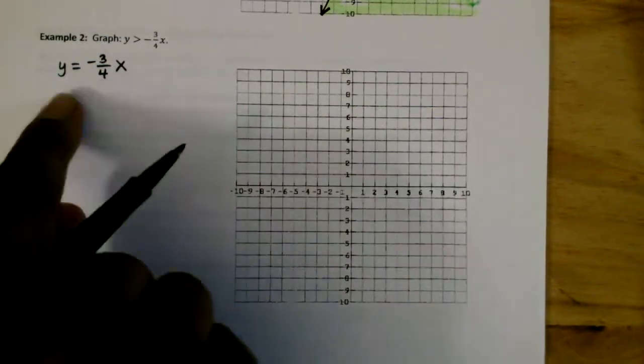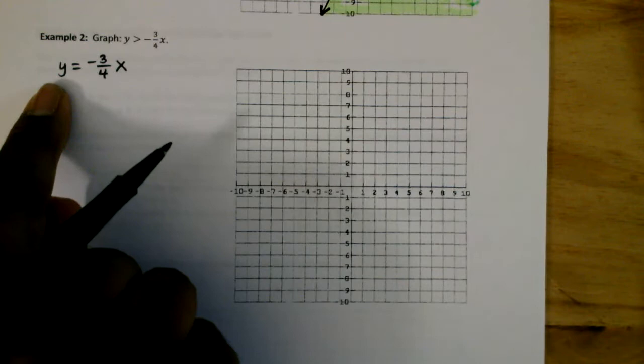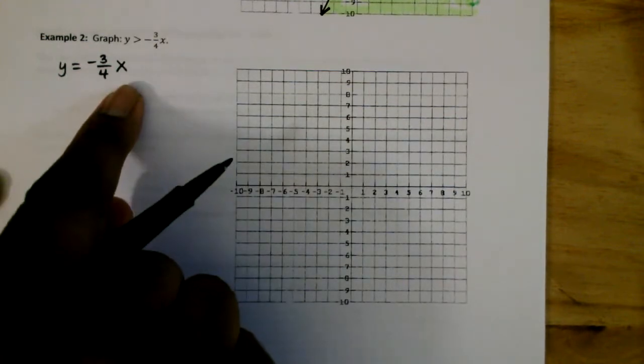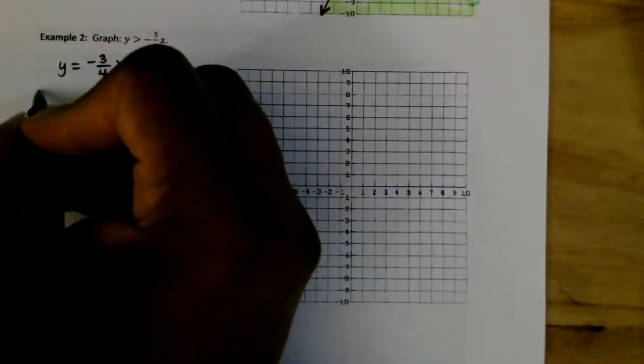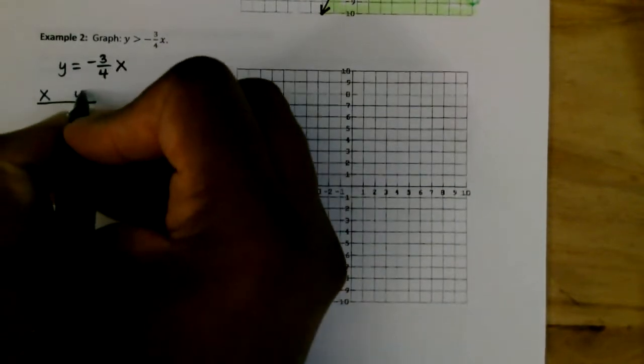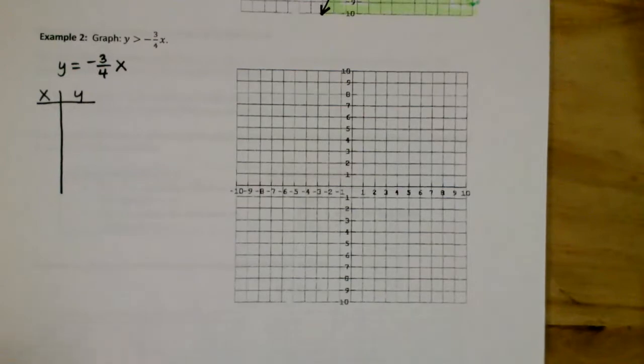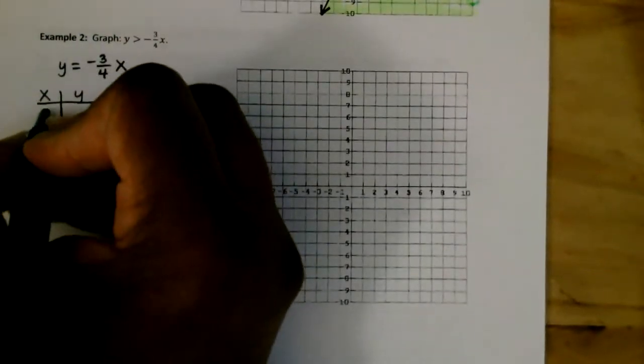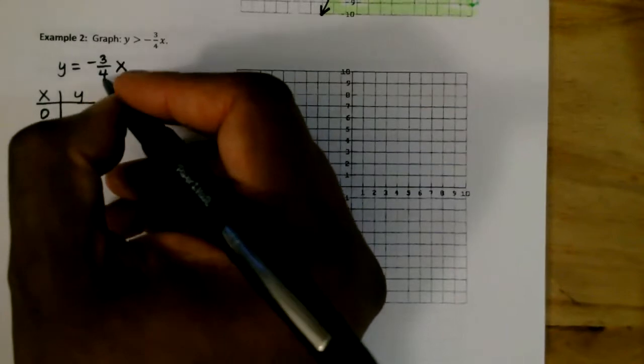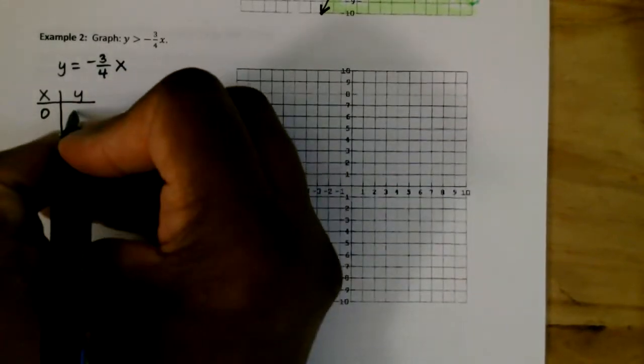Well, notice since y is by itself and is equal to something, what I would do is use an XY table and just pick some values of x that I can easily find out what y is. Like for x is equal to 0. If I do negative 3/4 times 0, that's 0.